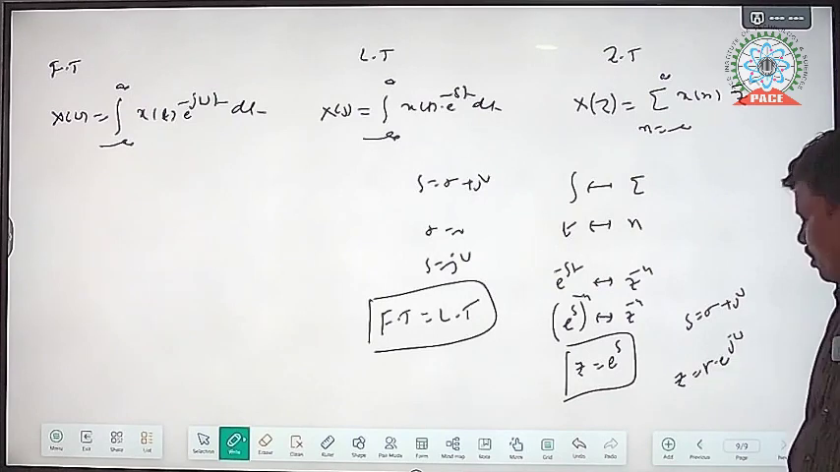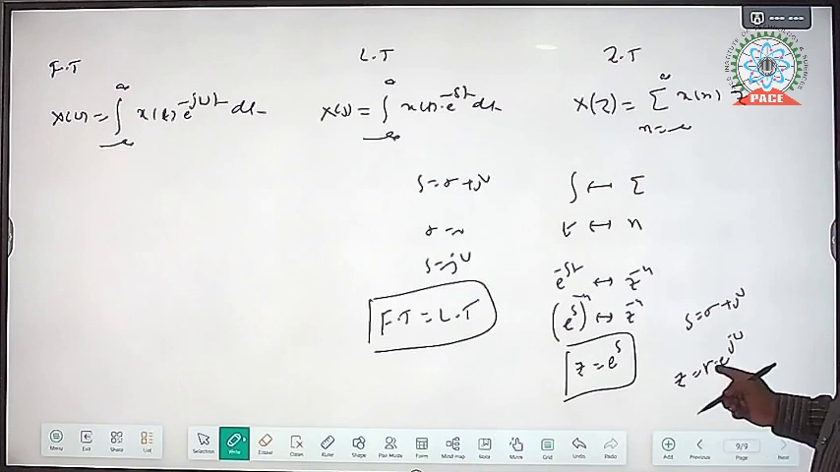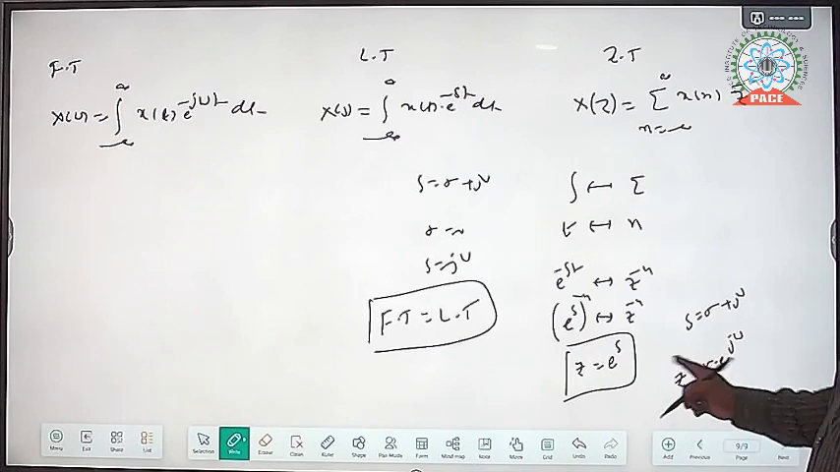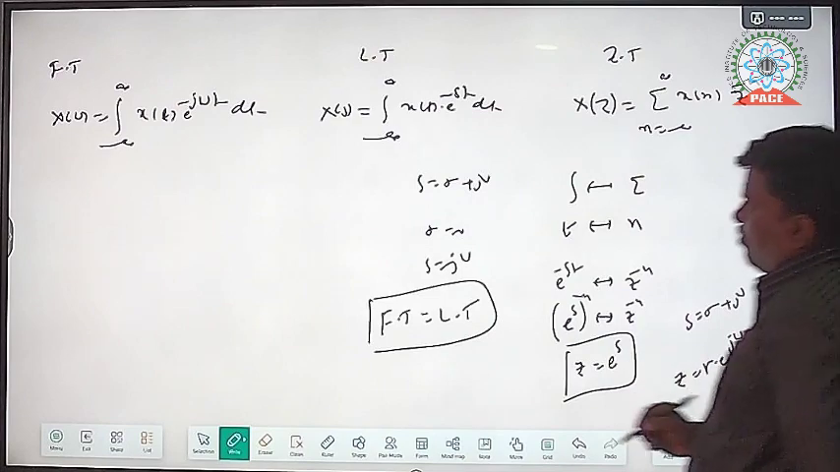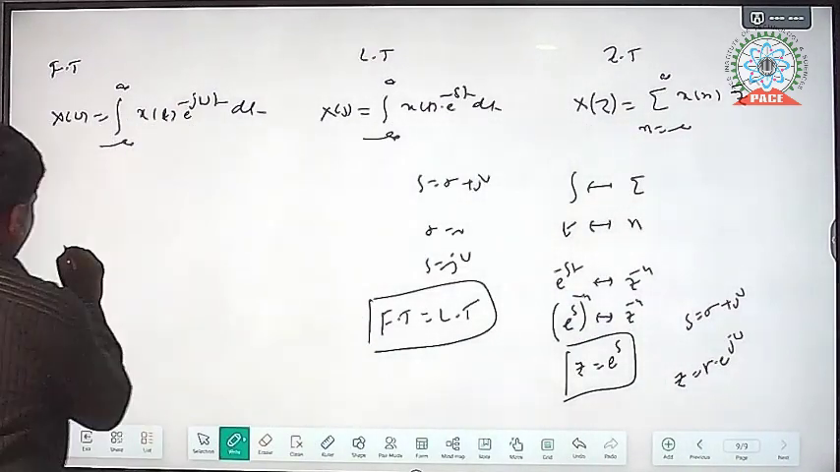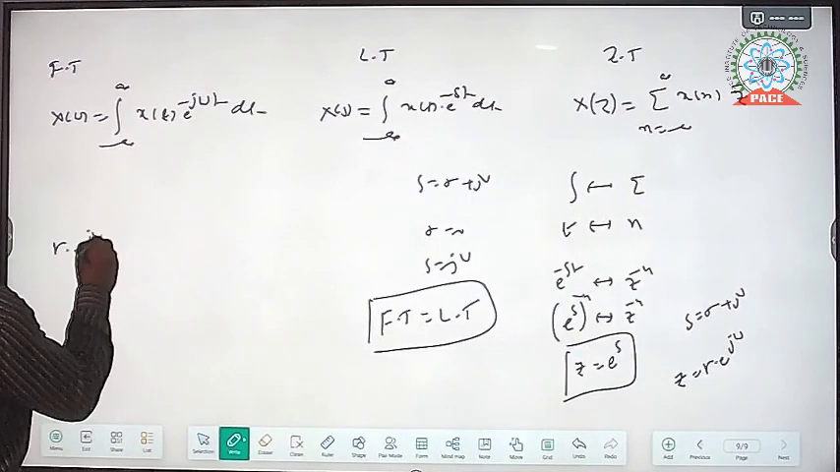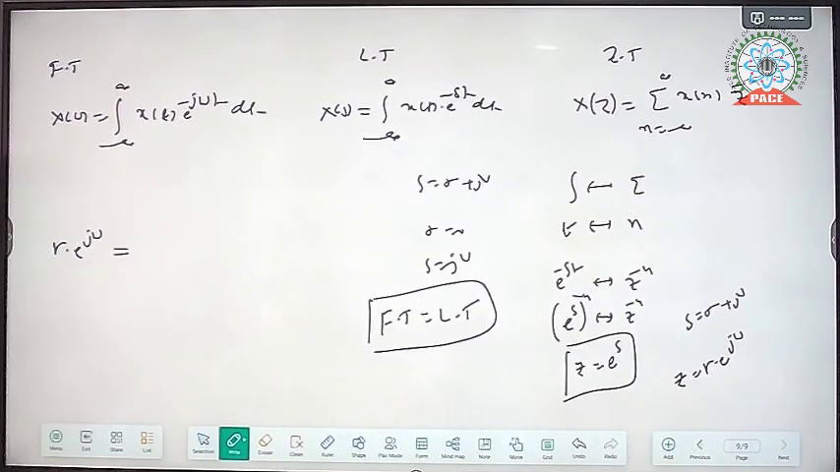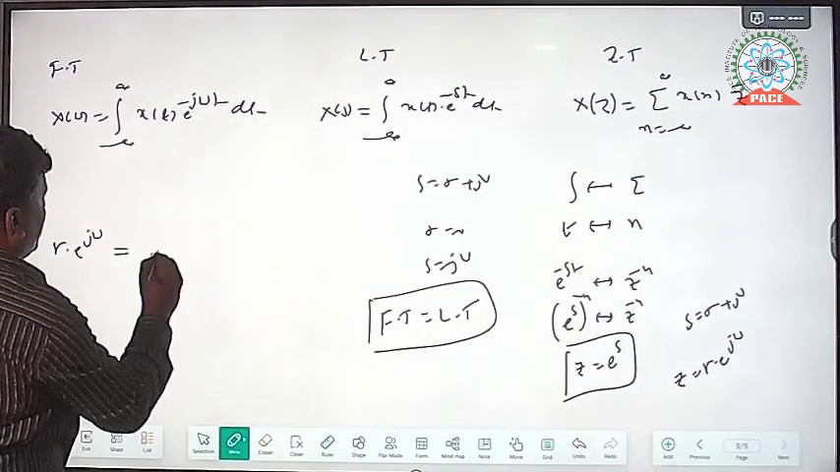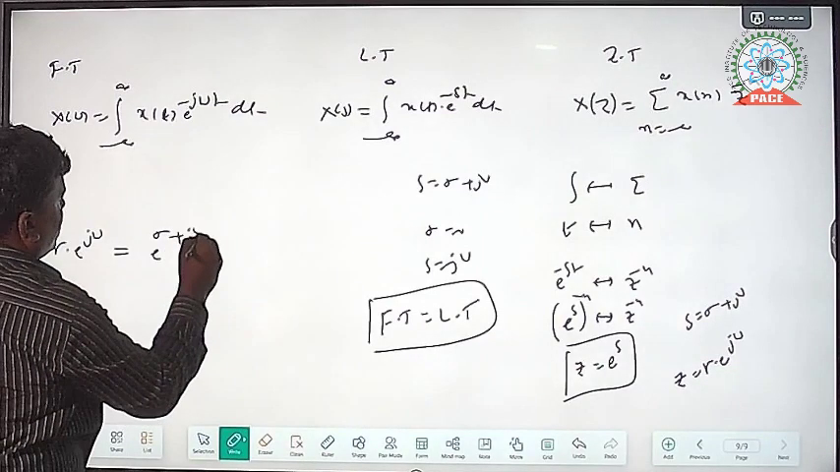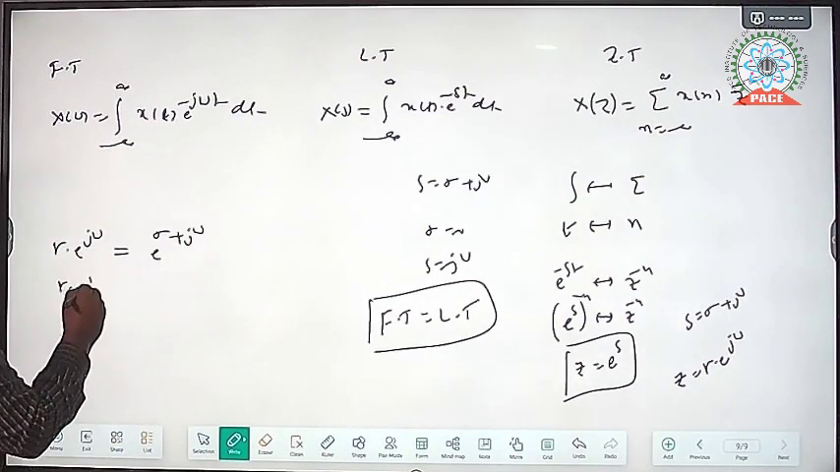So if we compare both equations, z = r e^(j omega), and instead of z we write this. Next, z = e^s with s = sigma + j omega. That means r e^(j omega) = e^sigma e^(j omega). So e^(j omega) cancels, and r = e^sigma. Suppose sigma = 0.